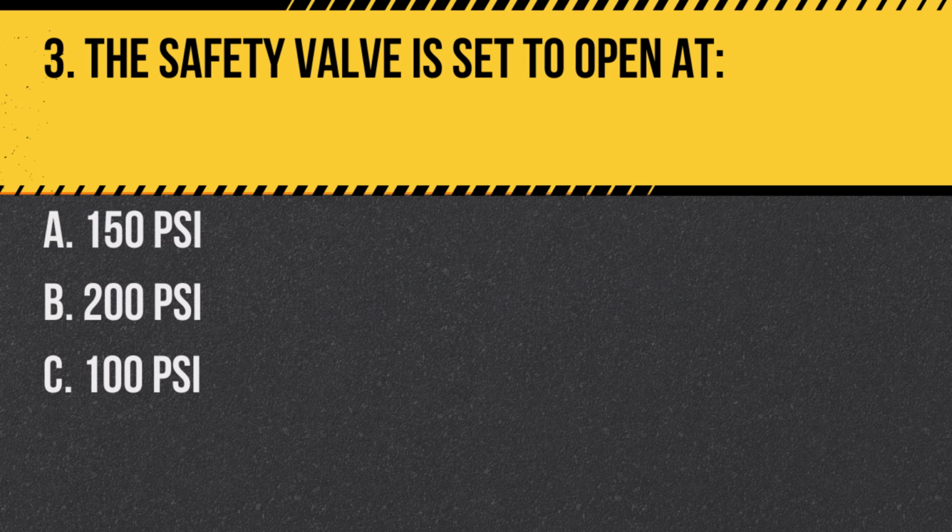Question 3. The safety valve is set to open at: A. 150 psi. B. 200 psi. C. 100 psi. Answer: A. 150 psi. The safety valve releases air to prevent excessive pressure, typically set at 150 psi.